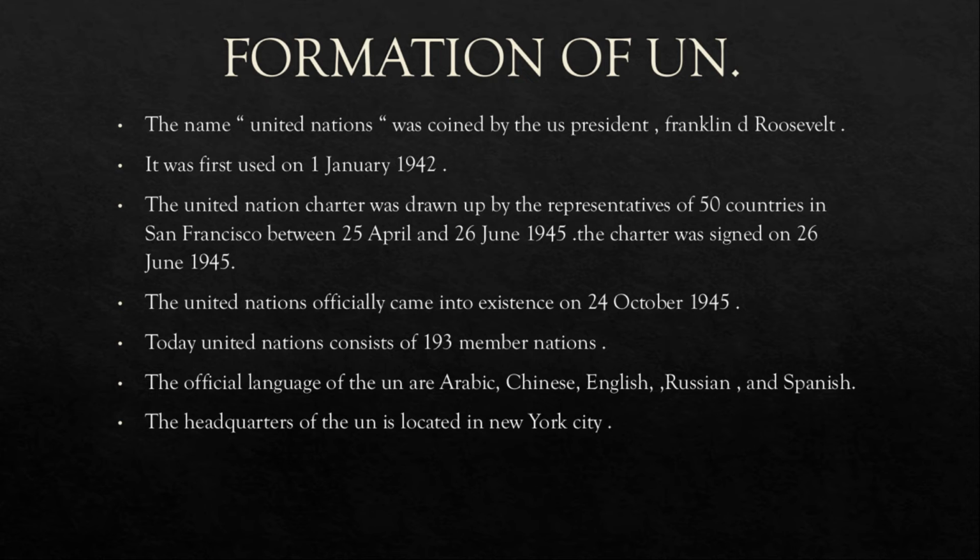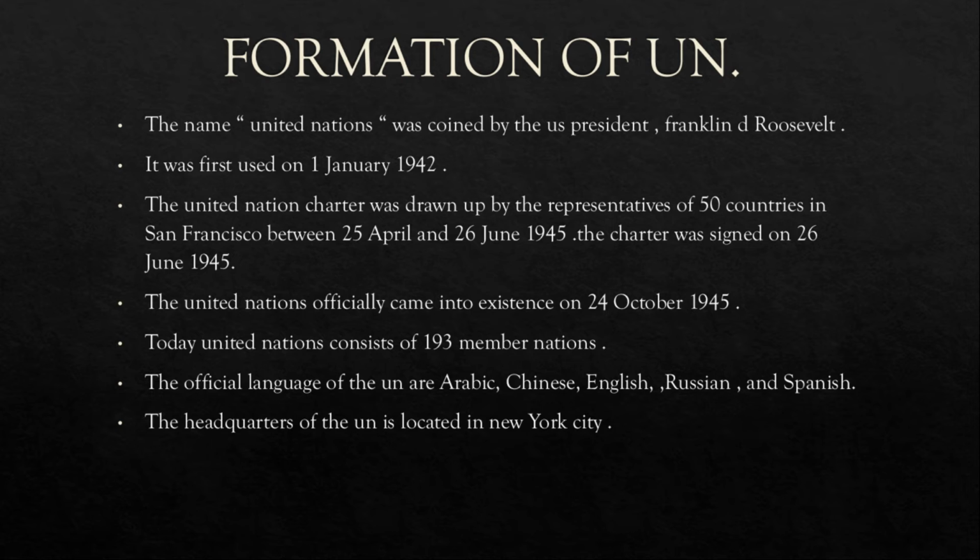The charter was signed on 26 June 1945. The United Nations officially came into existence on 24th October 1945. Today, the United Nations consists of 193 member nations. So understand, when the UN was formed in 1945, there were 50 member states, and now there are 193 member states. That proves that many nations joined the United Nations in these 78 years.